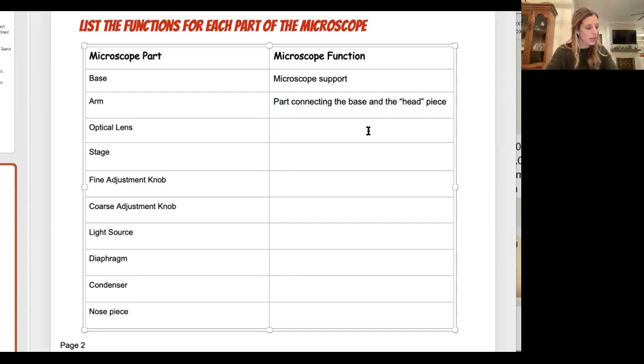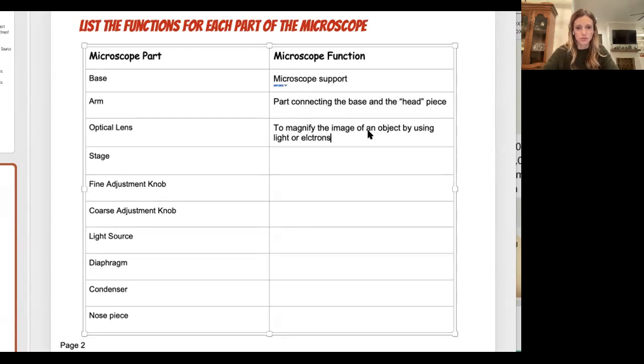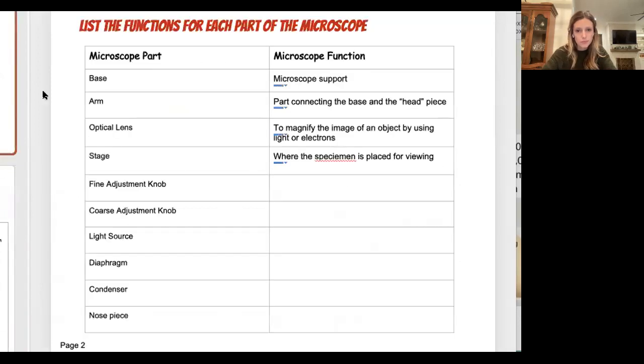Optical lenses magnify the image of an object by using light or electrons. The stage is where the specimen is placed for viewing.